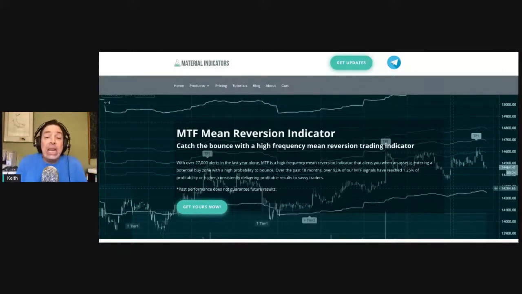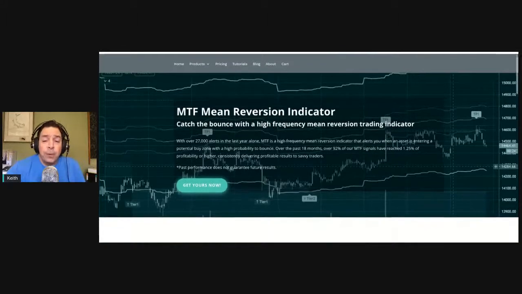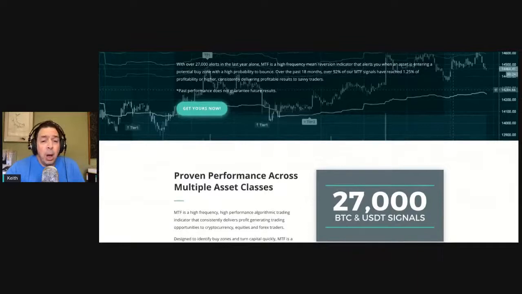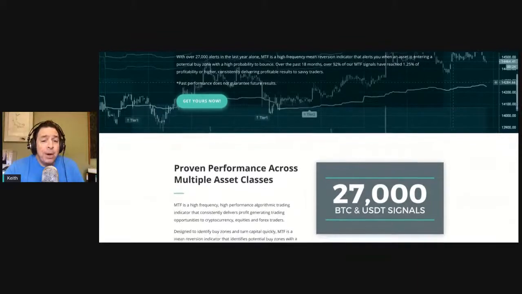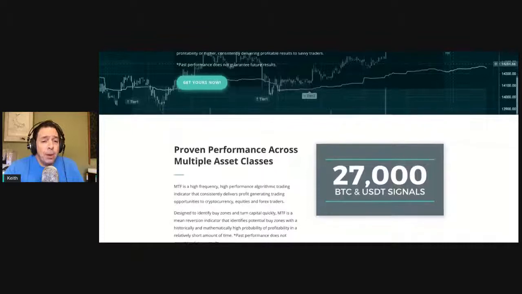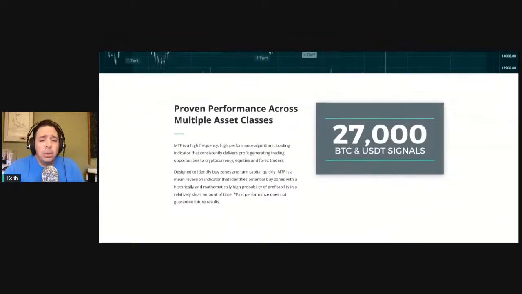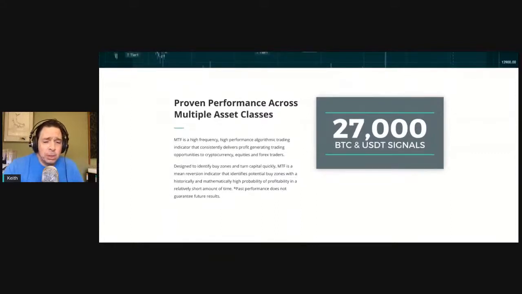And out of those, 92% of those signals have reached at least 1.25% profit probability or higher in a relatively short amount of time. So what's a short amount of time? Those are all great questions. And of course, we're aggregating this data, so these numbers that I'm giving you are historical. Past performance does not necessarily guarantee future results. We all know that and have to understand that going in.